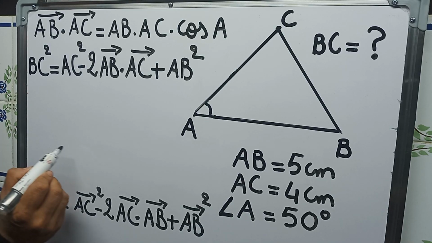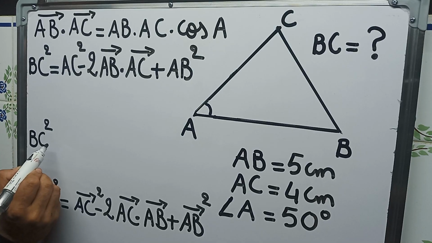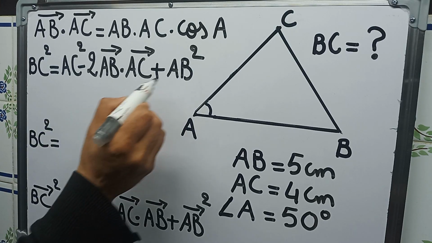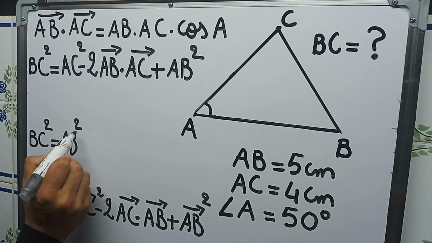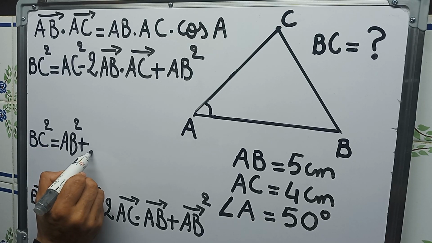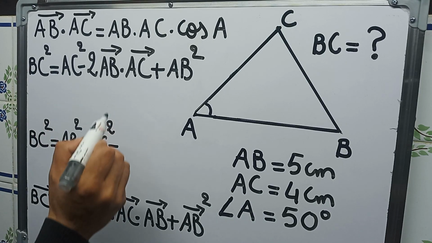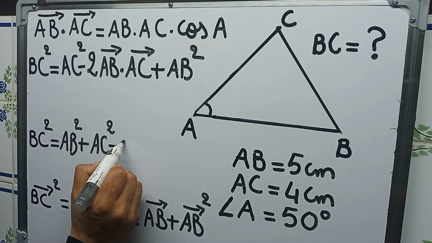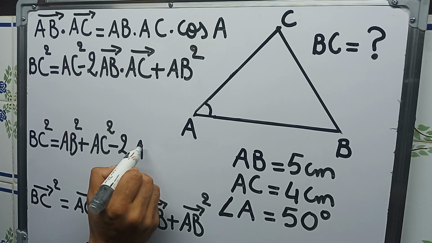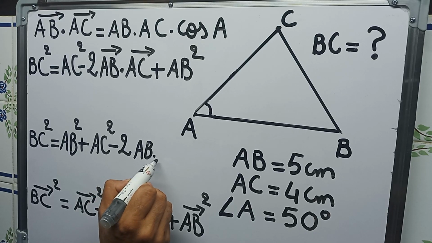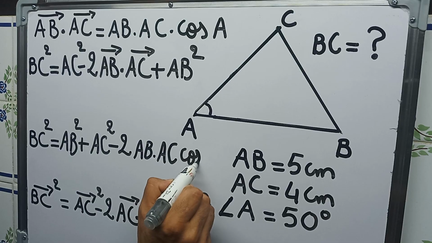So the cosine rule is BC squared is equal to AB squared plus AC squared minus 2 AB dot AC, and AB dot AC is AB AC cosine A.